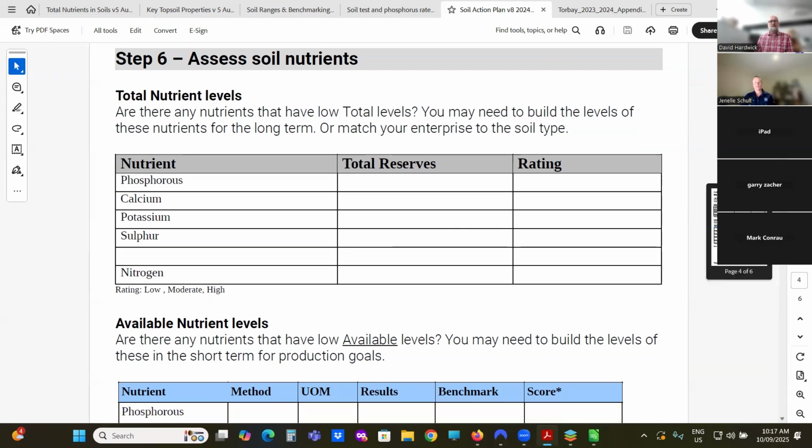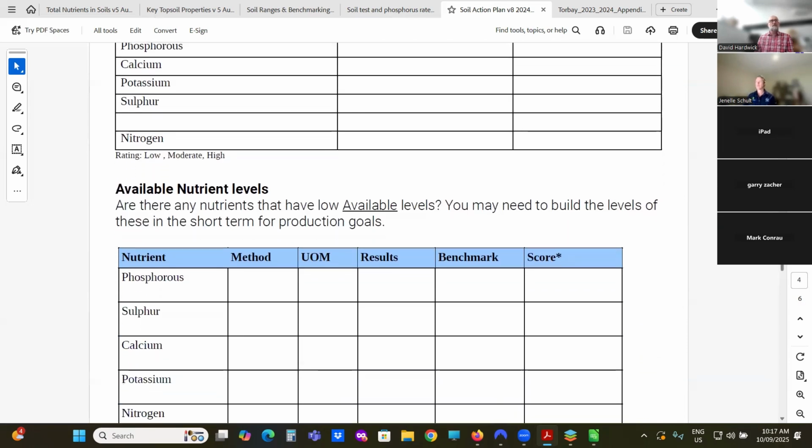The second big step is to make sure you're improving the root zone and the biology in the soil so that nutrients, whatever nutrients are there or whatever fertilizers you apply, cycle really effectively and are taken up by the plants really efficiently. So without optimizing the nutrient cycling capacity of the soil, your fertility management will never be 100% very good.